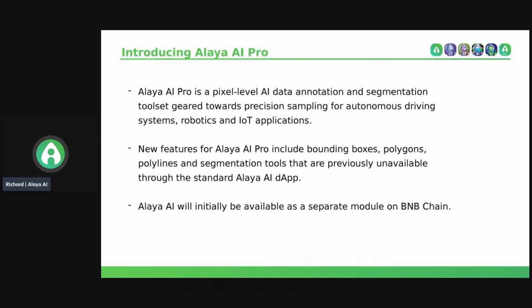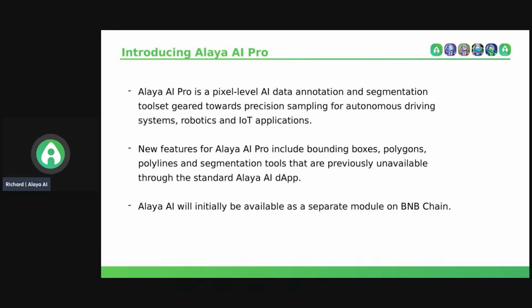So, to put it simply, Alaya AI Pro is an upcoming iteration of Alaya AI that's designed to focus on providing high quality data services for autonomous driving applications across a global market audience. It's currently in development, and we expect a future release as a separate module on BNB Chain. New features of Alaya AI Pro would include additional tools such as bounding boxes, polygons, polylines, and other data labeling and segmentation methods. These are all specifically designed to accommodate autonomous driving data needs, and a lot of these tools were previously unavailable through the standard AID app.